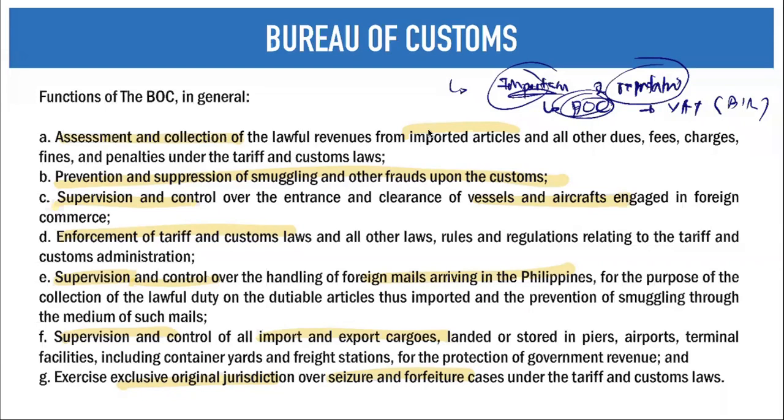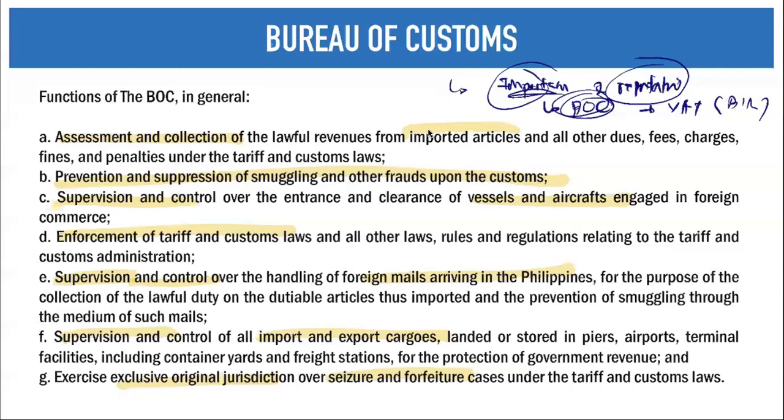So again, this is somewhat part of your administrative exhaustion of remedies, wherein you first exhaust the remedy under the Bureau of Customs before you can go to your judicial remedies. So that's one part, if ever the Bureau of Customs will seize or forfeit some articles or products.